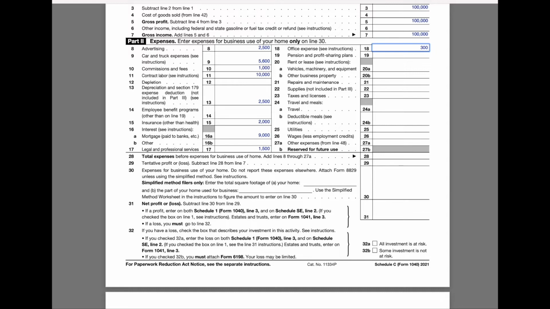Line 20. If you rented or leased vehicles, machinery, or equipment, you would enter the business portion of your rental cost on this line. In our case, we had $1,000.